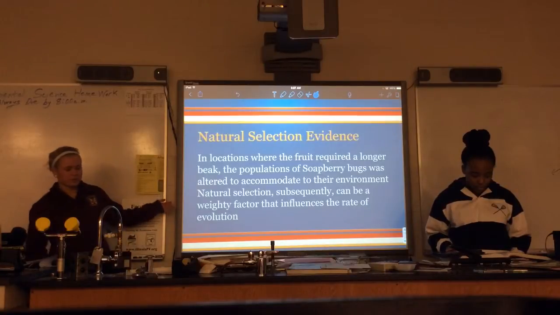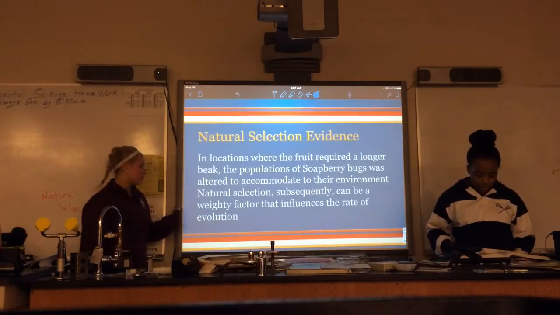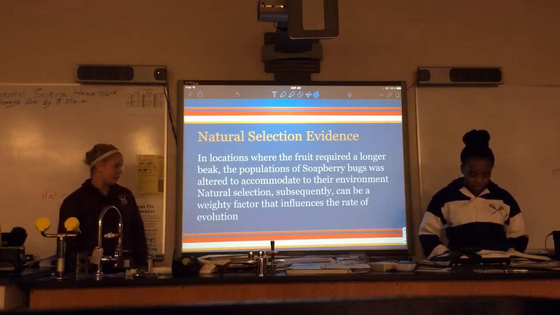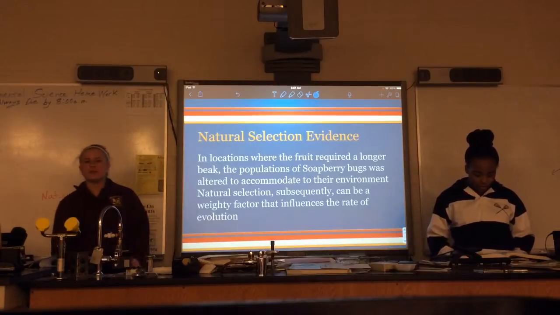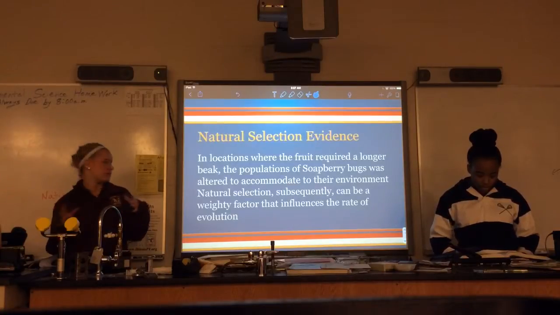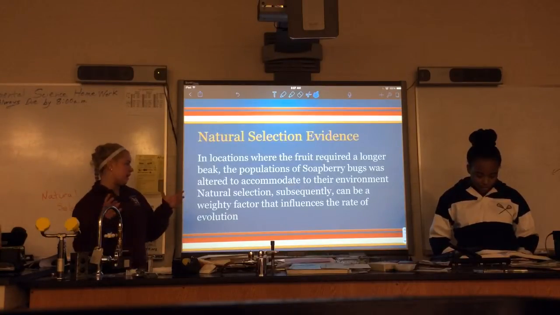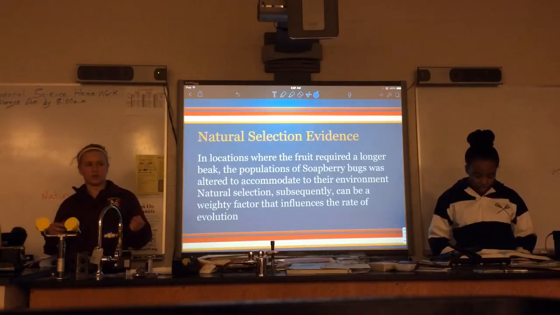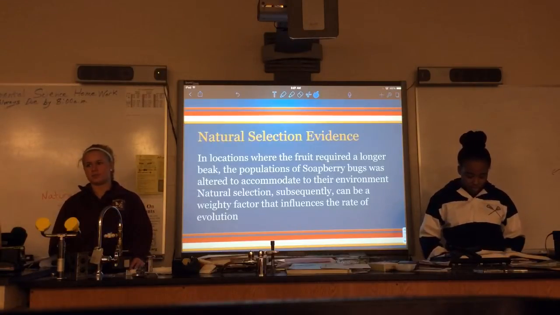So we just went through that. Natural selection can be a weighty factor that influences the rate of evolution. How different the requirement is for the soapberry bug affects how quickly the evolution happens and how quickly the soapberry bugs change. Does anybody have any questions?